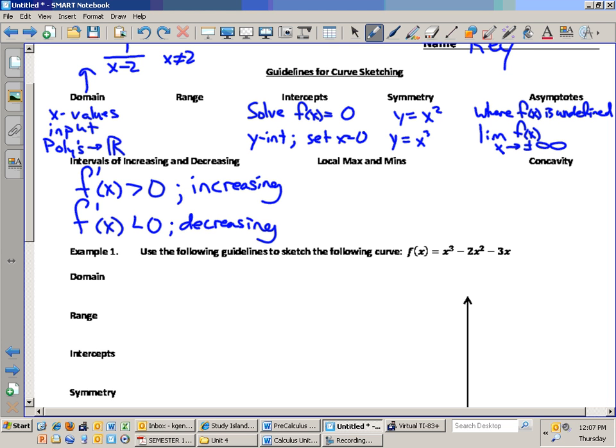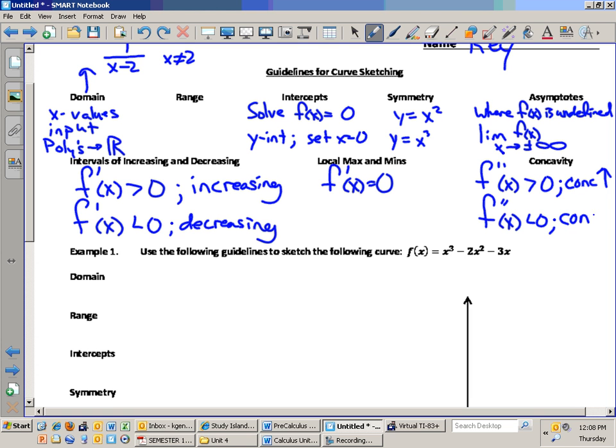Local maxes and mins. That's where f prime of x is equal to 0. When the derivative is equal to 0, we find that we have a local max or local min, as long as it's differentiable at that point. Concavity is the second derivative. If f double prime of x is greater than 0, or positive, then it's concave up. If f double prime of x is less than 0, then it's concave down.